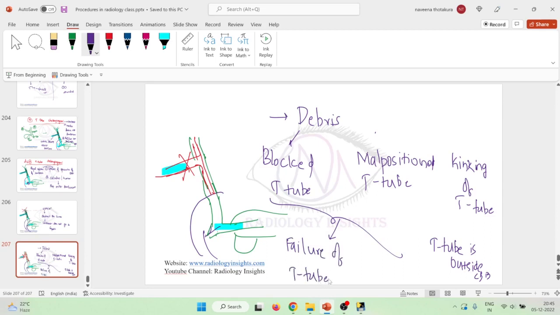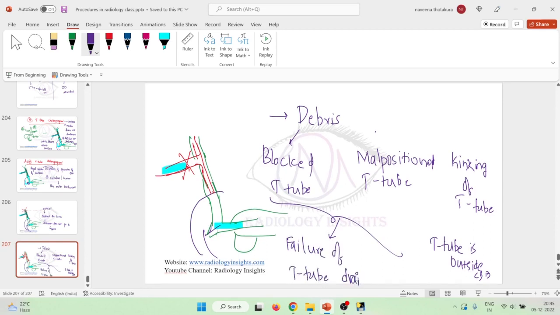So this will also cause failure of T tube drainage. First of all, the bile which has to come out of the T tube will not come out. Number one, and it will also result in failure of the contrast to reach the T tube.